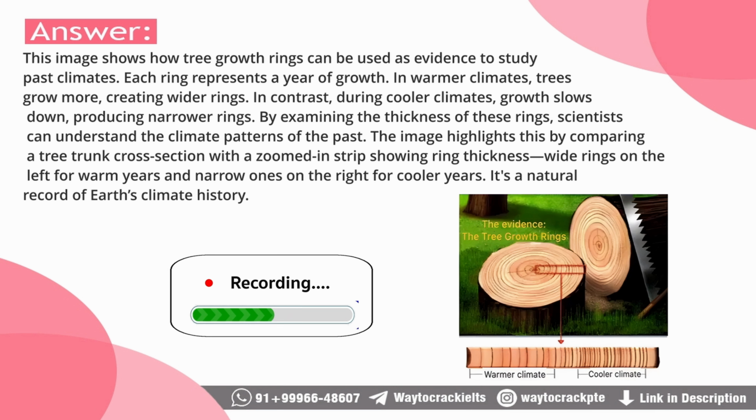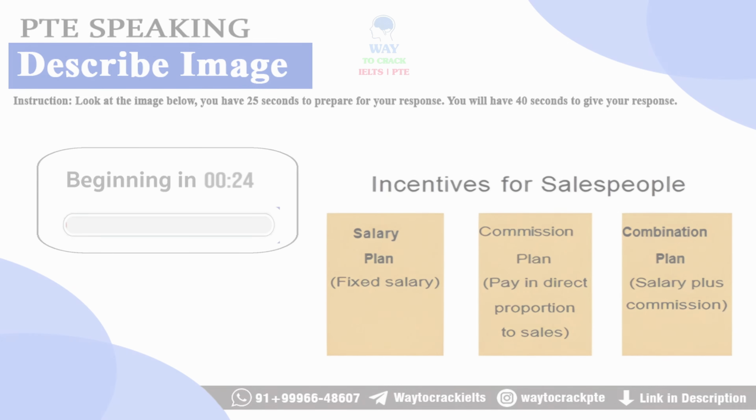The image highlights this by comparing a tree trunk cross-section with a zoomed-in strip showing ring thickness, wide rings on the left for warm years and narrow ones on the right for cooler years. It's a natural record of Earth's climate history.